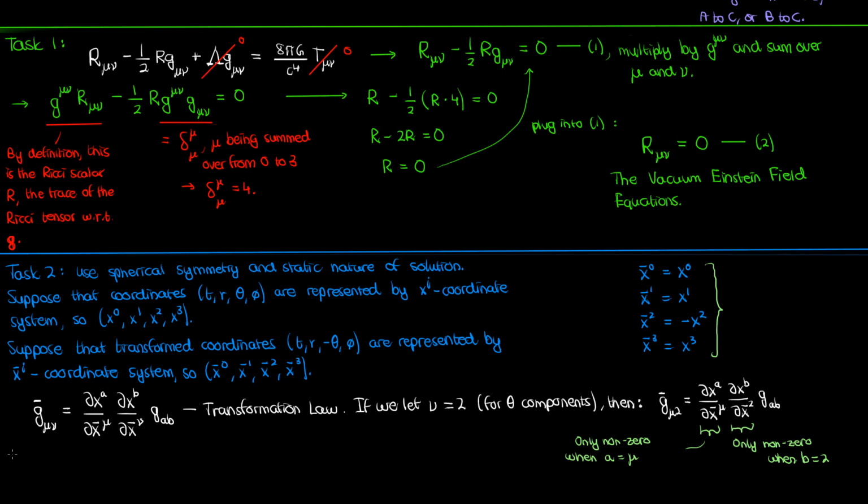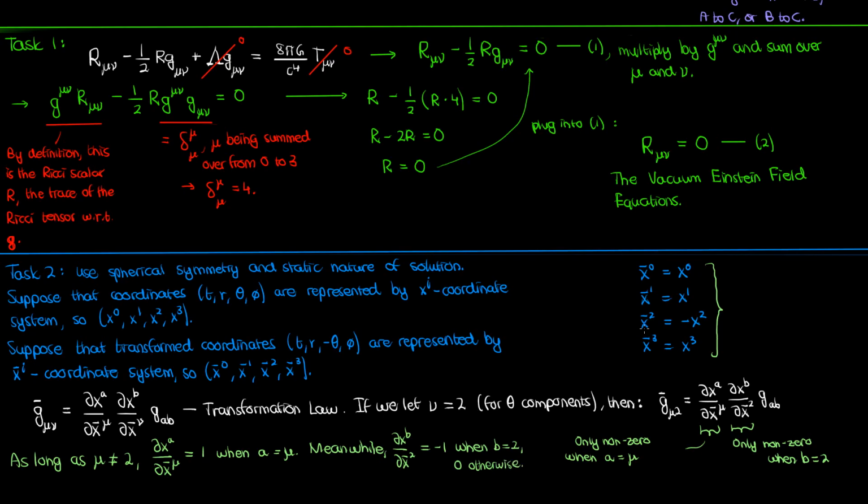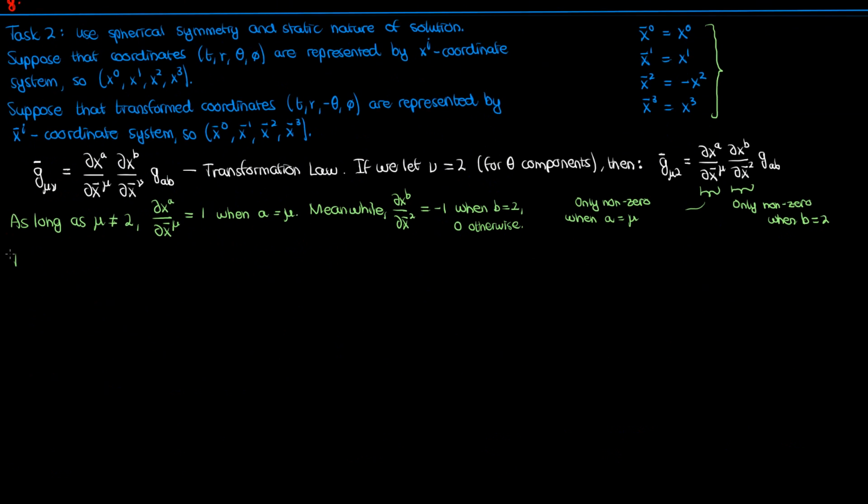So x super 1 bar is only related to x super 1 and not to any other coordinate like x super 3, for instance. This means that this first partial derivative is 1, as long as mu isn't also 2, because then it would be negative 1. Meanwhile, the second partial derivative can only be negative 1 if b is 2, otherwise it's 0. So therefore, in terms of the original g sub mu comma 2, the corresponding transformed metric tensor component is just the negative of the original, as long as mu isn't 2.